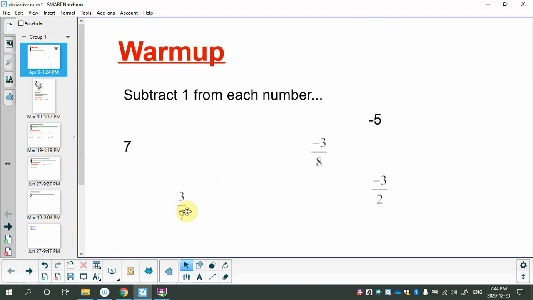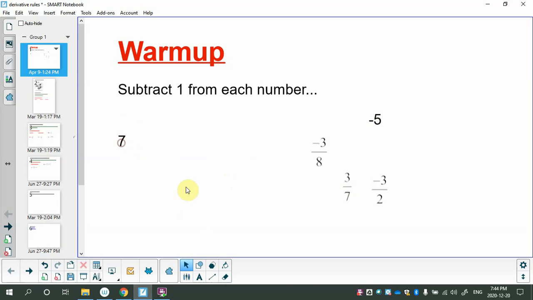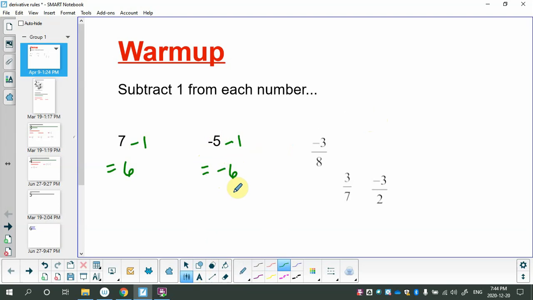So anyway, the first questions I have for you are these ones, and these are movable, so I'm just going to do them one at a time. The question really is subtract 1 from each number. So the first question, hopefully you're not having any trouble with this. 7 subtract 1 is 6. I know, you're thinking it's pretty easy. A little bit more difficult. -5 subtract 1 is -6.